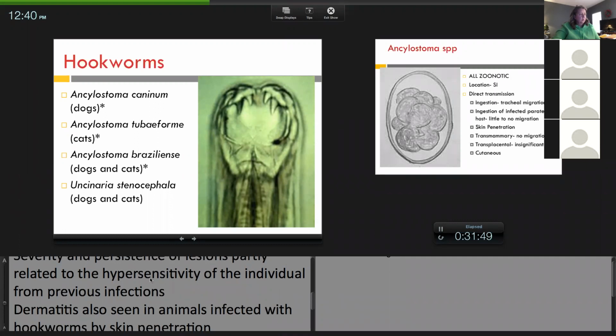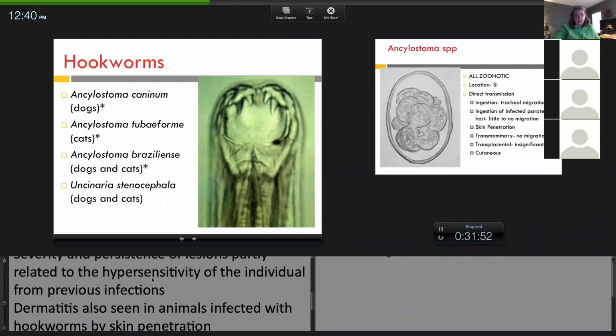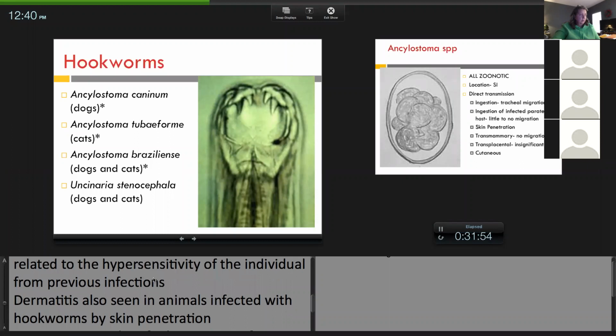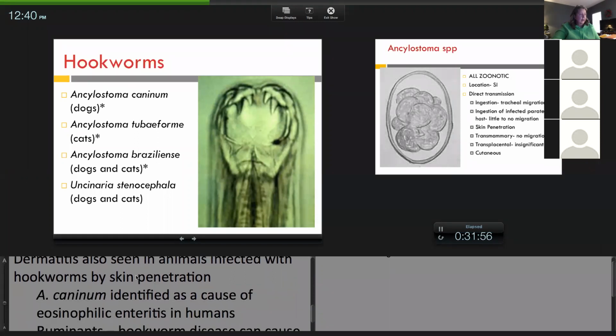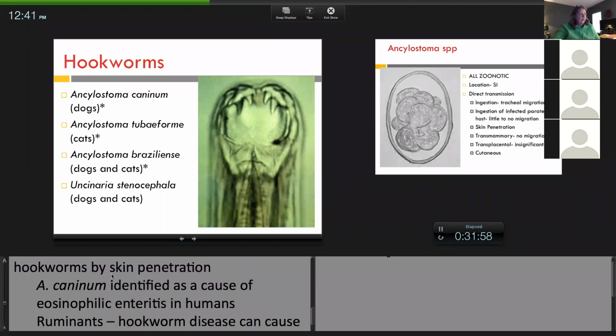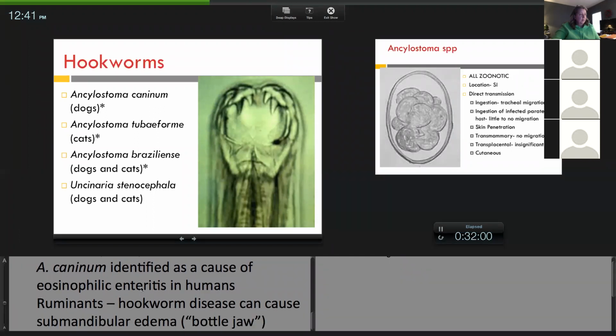So some are going to be more sensitive than others, certain infections not as bad, and can have dermatitis. The caninum can also cause an enteritis in people, which is just an inflammation of the intestine. So again, because of the zoonosis that gets spread, it can be a cause of enteritis.